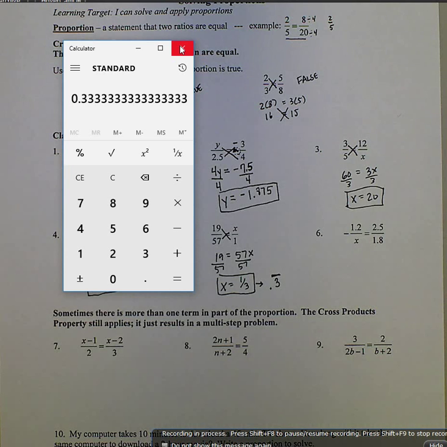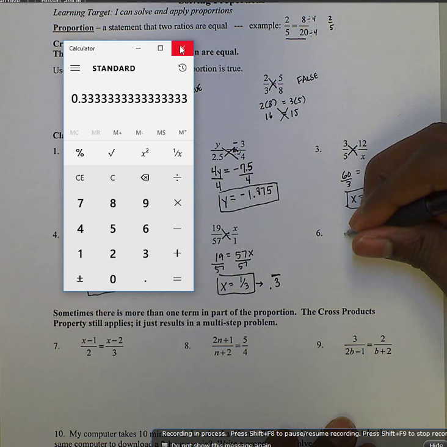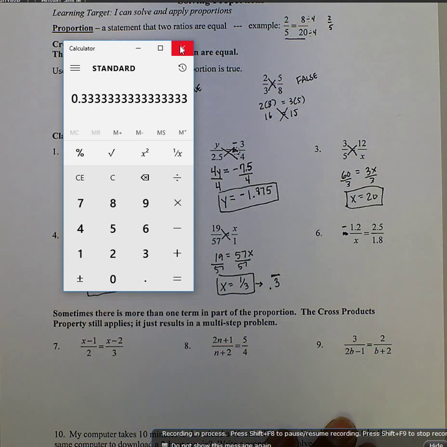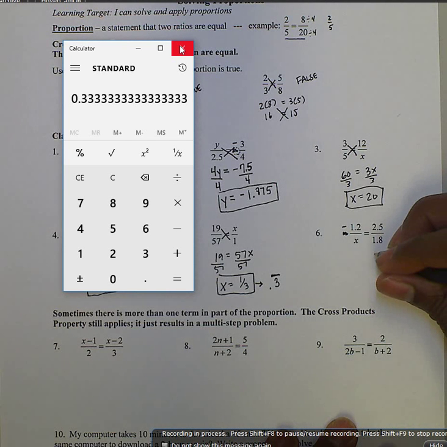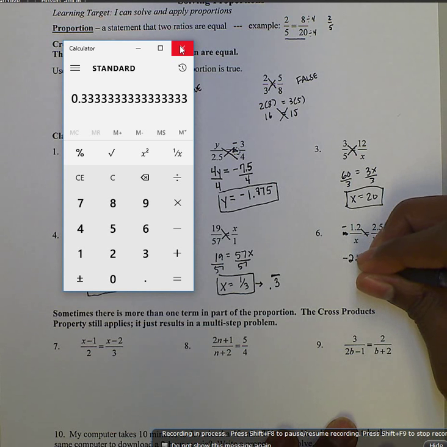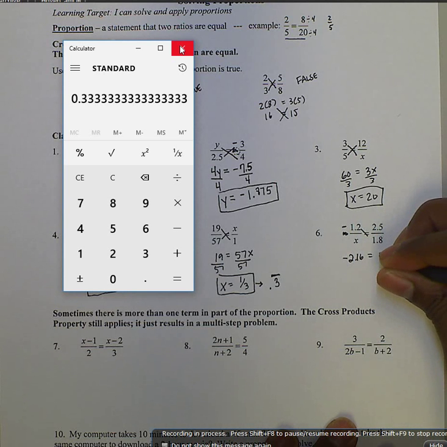Alright, number 6, that negative sign in the middle, it'll trick you. Make sure you move it somewhere. Moved it to the top. 12 times 18. What is that? It's like 240, but you minus 24, so 216, 2.16. I'm sure that's what it is. Negative 2.16 equals 2.5x. Let me hope that that's right.